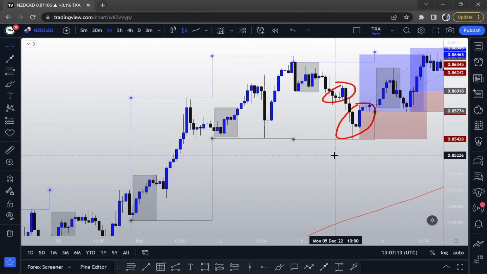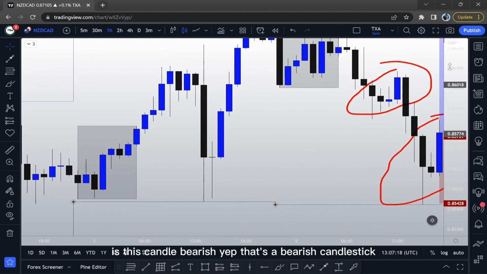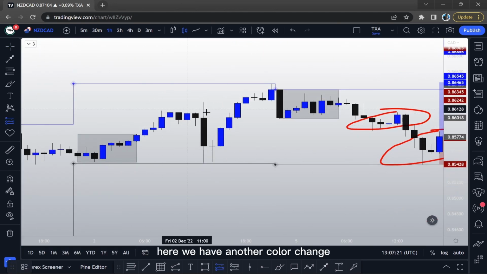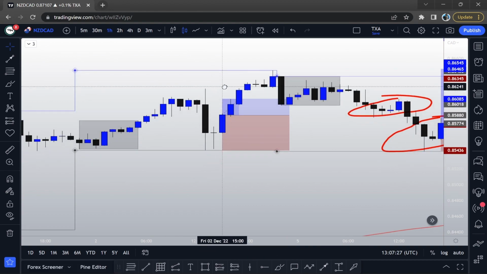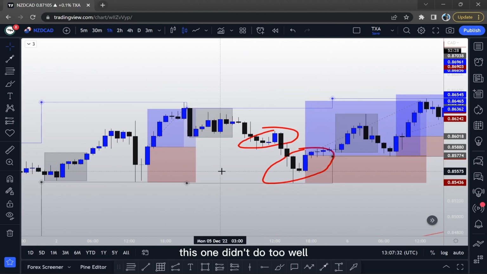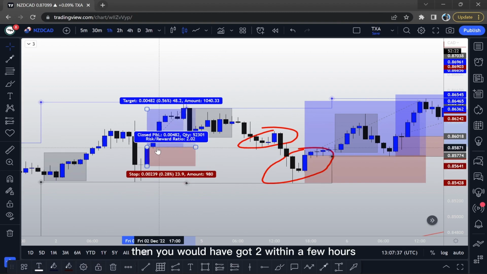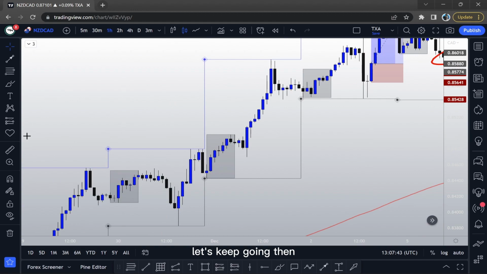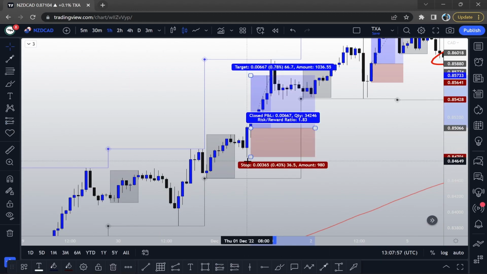Next day. Is this candle bearish? Yep, that's a bearish candlestick. Here we have another color change, all engulfing right there. This one didn't do too well. It depends. If you place your stop loss on the body, then you would have got 2% within a few hours. Let's keep going.